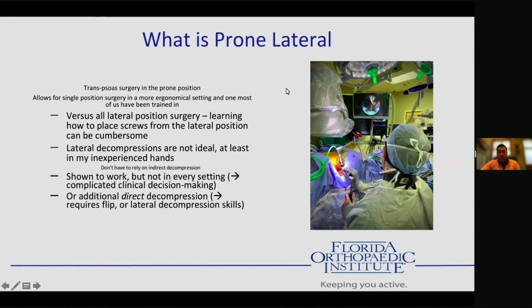So what is prone lateral surgery, right? It's essentially trans-psoas surgery in the prone position. It allows us to complete single position surgery in a more ergonomic setting, and allows us to perform open procedures in a way that we've been trained. We can place pedicle screws in the prone position. And it also allows for increased sagittal correction due to the positioning of the patient itself.